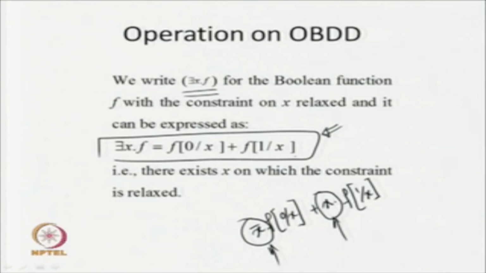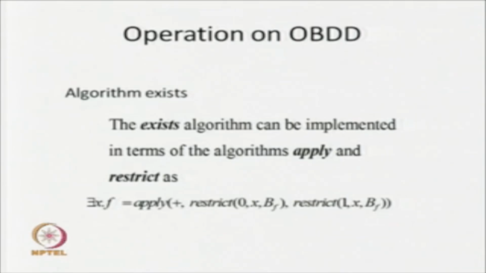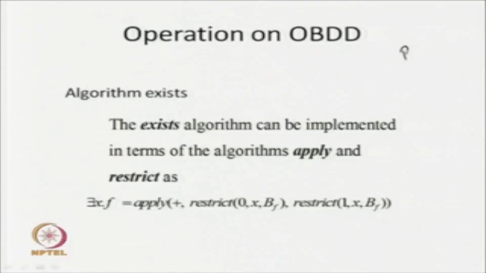Now, if we have the BDD representation of this particular Boolean function, can we use this particular relaxation on BDDs or not? So, if we have the BDD representation B f of a given function f, then how do we find the relaxation on a given variable x? Already we have seen this restrict operation, the restrict algorithm. With the help of this restrict algorithm, we are restricting the function to a particular valuation, either x is equal to 0 or x is equal to 1.